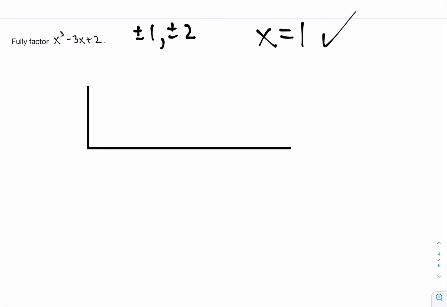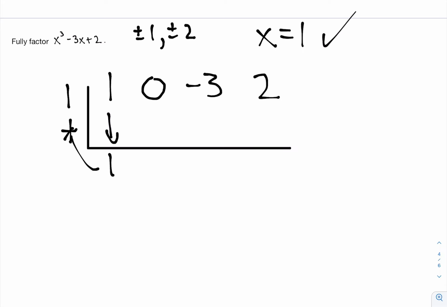So we have x cubed, so 1x cubed. We don't have any x squared, so we jump from x cubed to just x, so we're going to put 0 here because it's 0x squared. And then we have minus 3x plus 2. Okay, and then x was equal to 1. In this case, we're going to put 1 here, and we always drop the 1, so it's a 1 here.